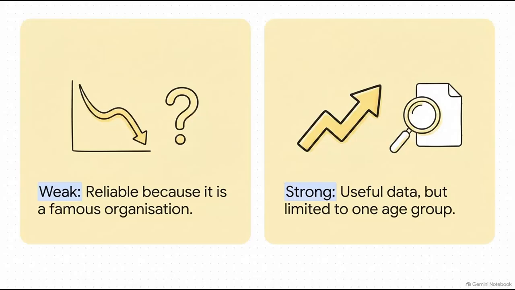There is a massive difference between simply describing a source and actually evaluating it. Saying a source is reliable just because it's famous is a really weak argument. A strong evaluation explicitly explains how a source's specific strengths, like giving you large-scale data, or its limitations, like maybe focusing on only one specific age group, impact your specific research.